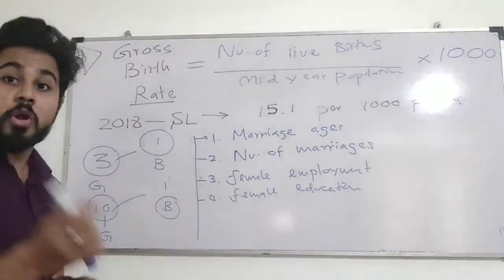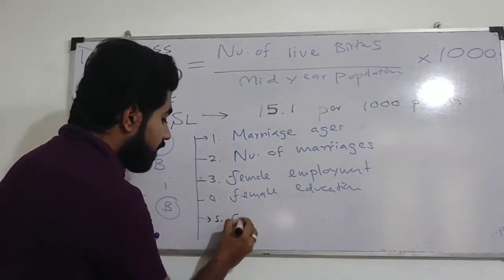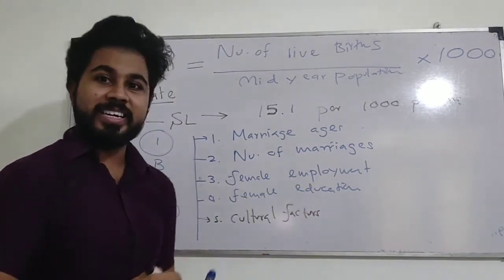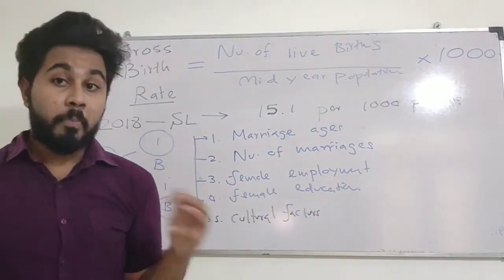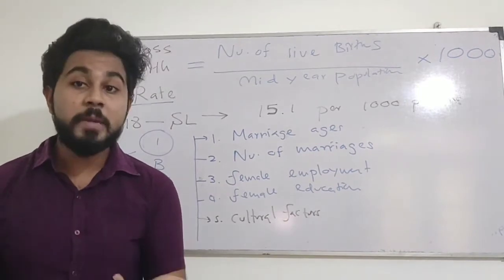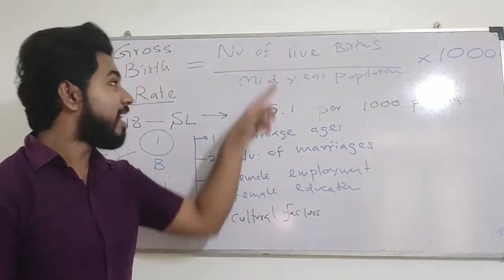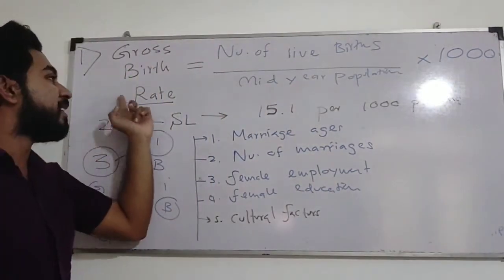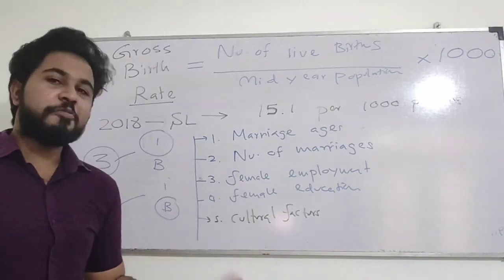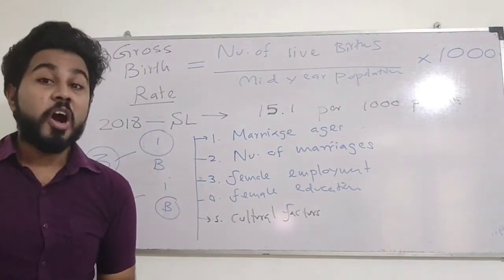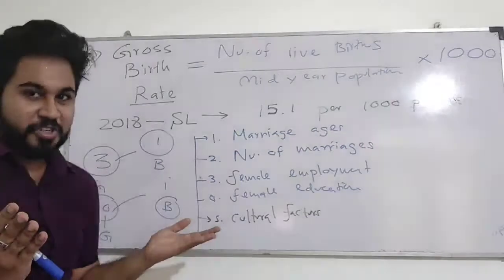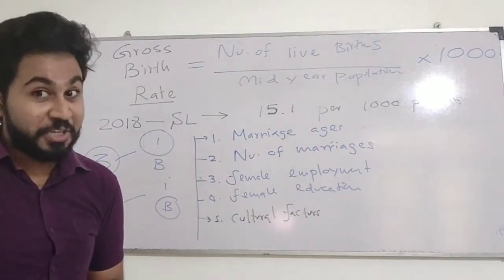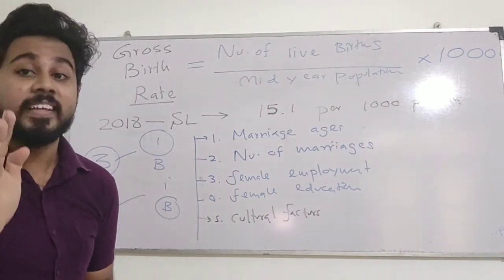So female education and female employment also affect the fall of the gross birth rate. Not only that, the fifth one, cultural factors, right? Religions like Islam motivate people to generate more and more babies. That means cultural factors affect the increase of the births and the increase of the gross birth rate. Those are the few factors that affect the gross birth rate.